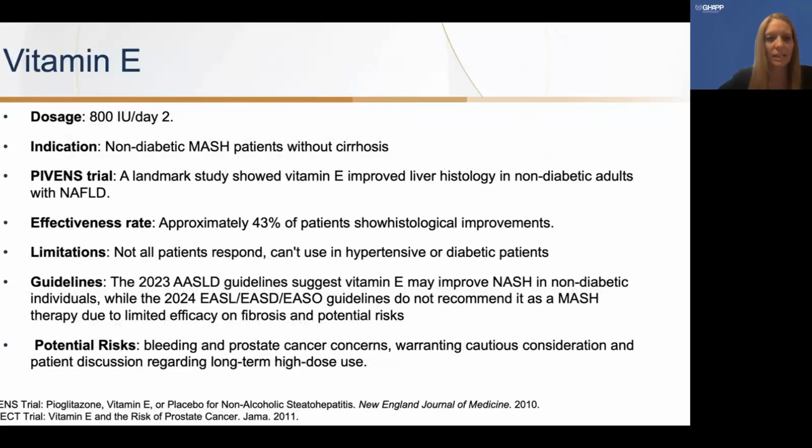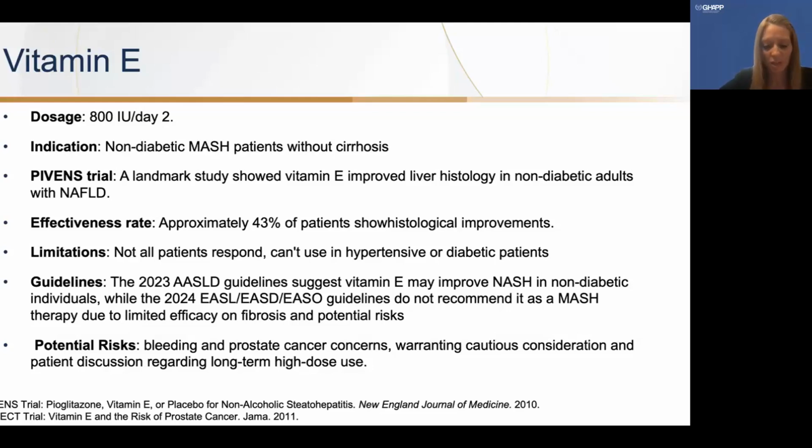Next, we're going to look at vitamin E. The dosage for this is 800 international units given daily. It's indicated for non-diabetic MASH patients without cirrhosis. And the mechanism here is that it is an antioxidant and has properties of reducing oxidative stress in the liver cells. So a specific study that was done to evaluate this is called the PIVENS trial. It was a landmark study showing vitamin E improved liver histology in non-diabetic patients with NAFLD.